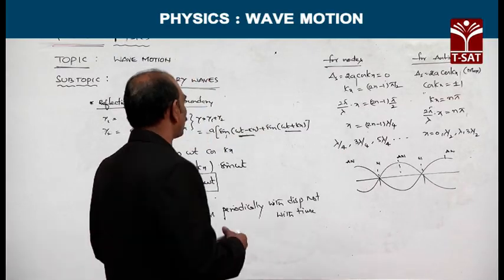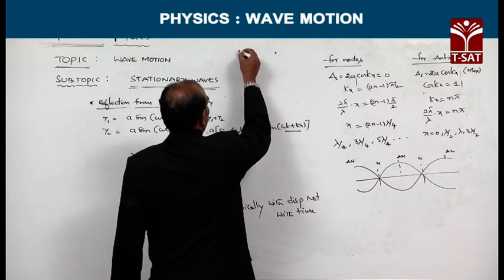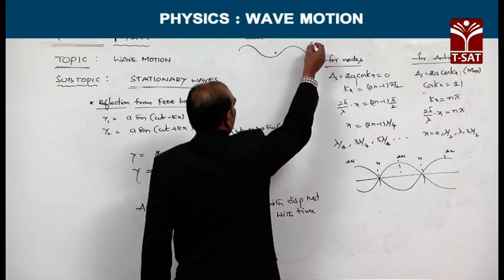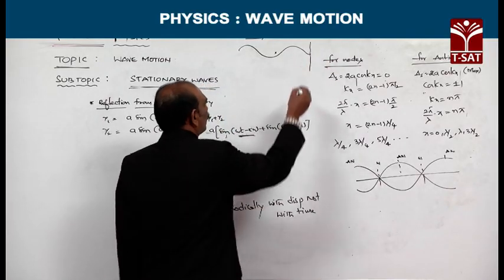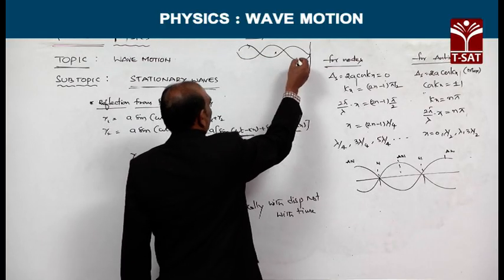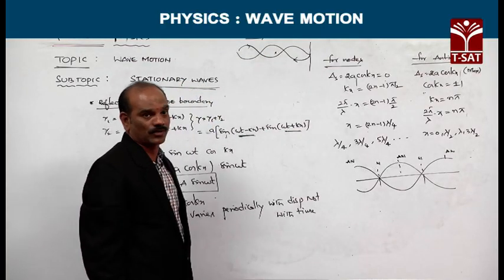Let us see, this is one progressive wave travelling along the positive x-axis. This is the rigid end, reflection takes place from here, it will move in the opposite direction, as a result a standing wave is formed.